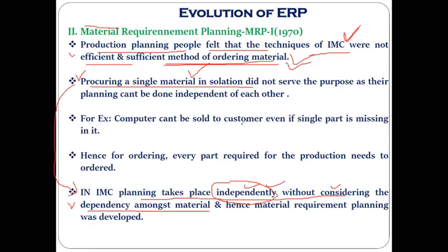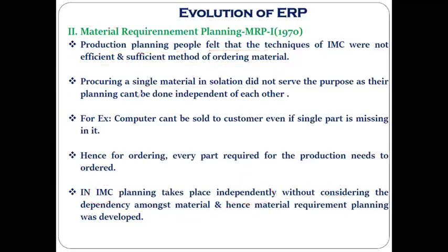But these kinds of facilities were not available in the case of IMC. You got the drawback? So IMC was procuring a single material in isolation. Procuring means identifying and ordering. So IMC was doing what? Collecting the material in isolation. So while ordering the raw material, IMC was not considering the dependency among the materials. That is nothing but the drawback of the IMC. Yes or no? All of you agree?